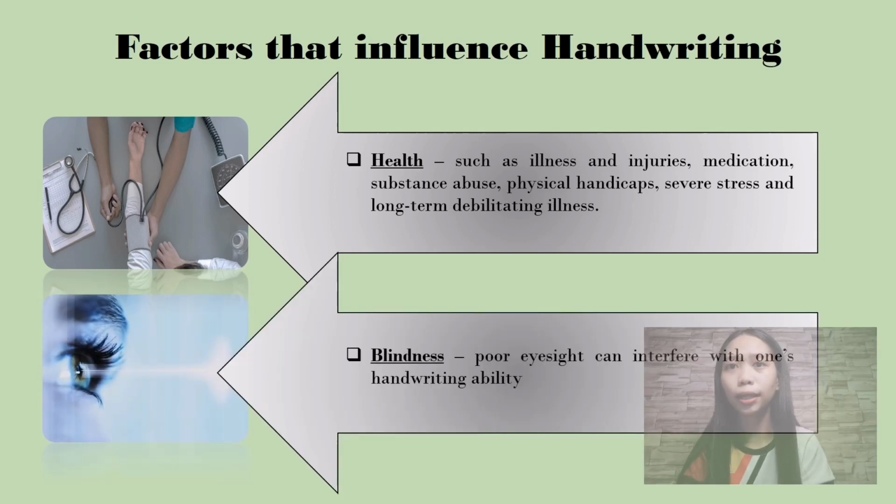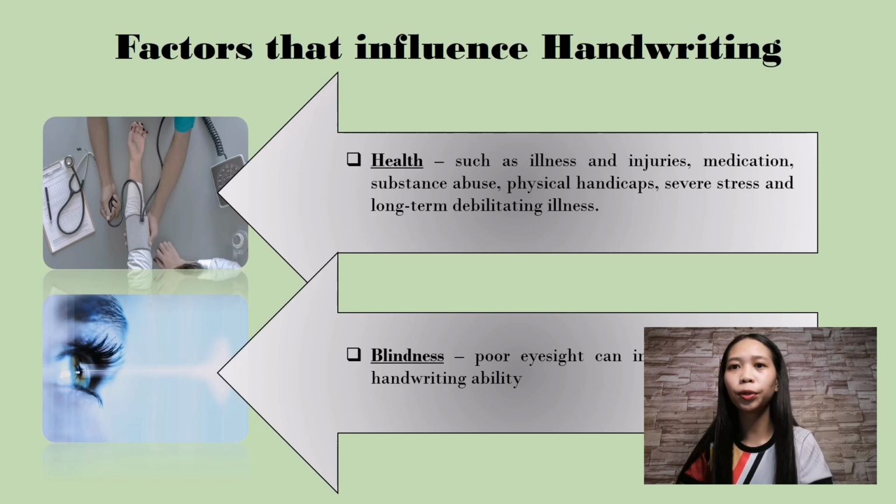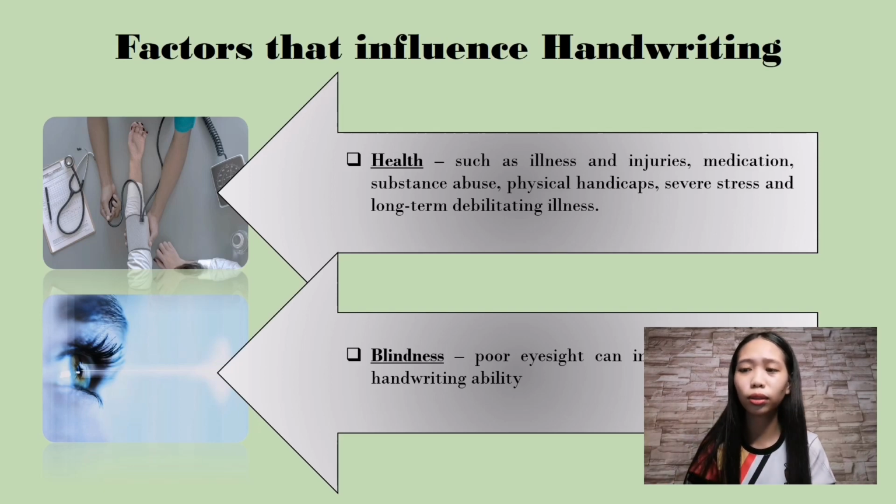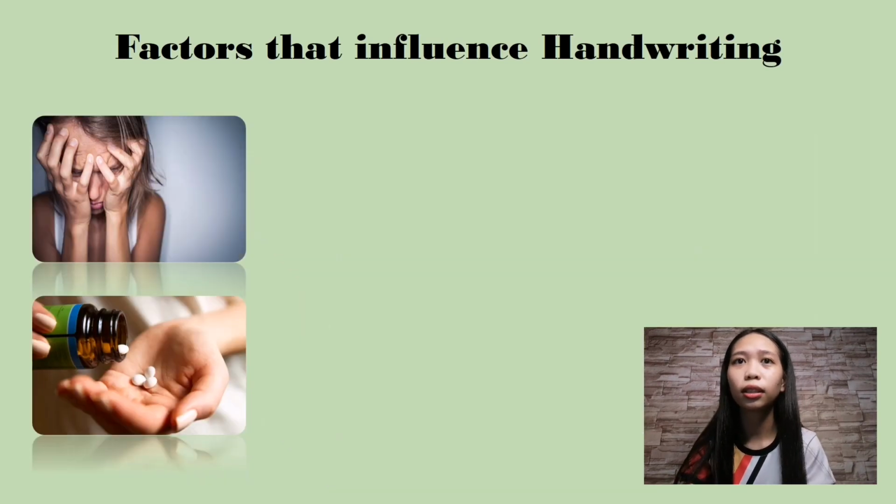Next one is blindness. Poor eyesight can interfere with one's handwriting ability, of course. I mean, if you're blind or if you have poor eyesight, how would you be able to write clearly? How would you be able to write very well? So it is indeed a factor.